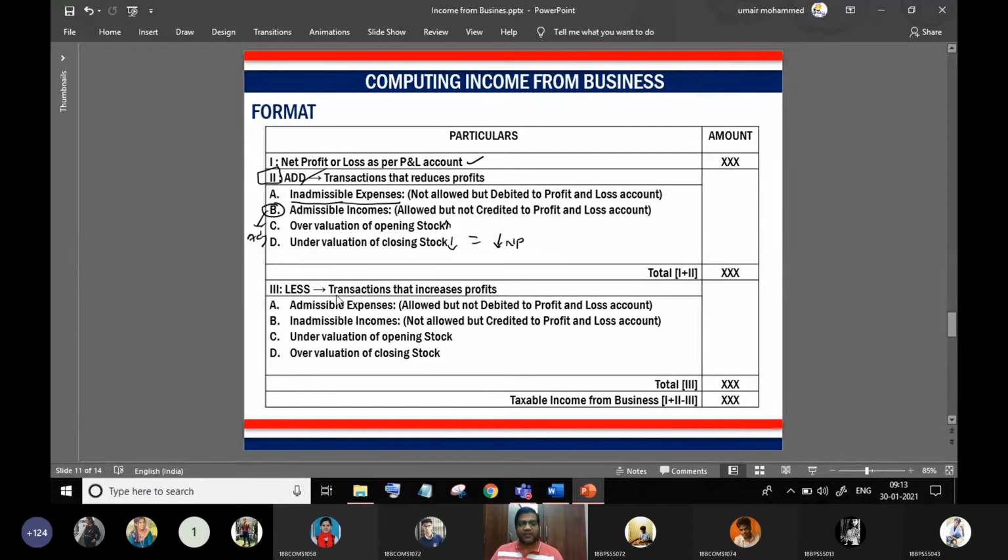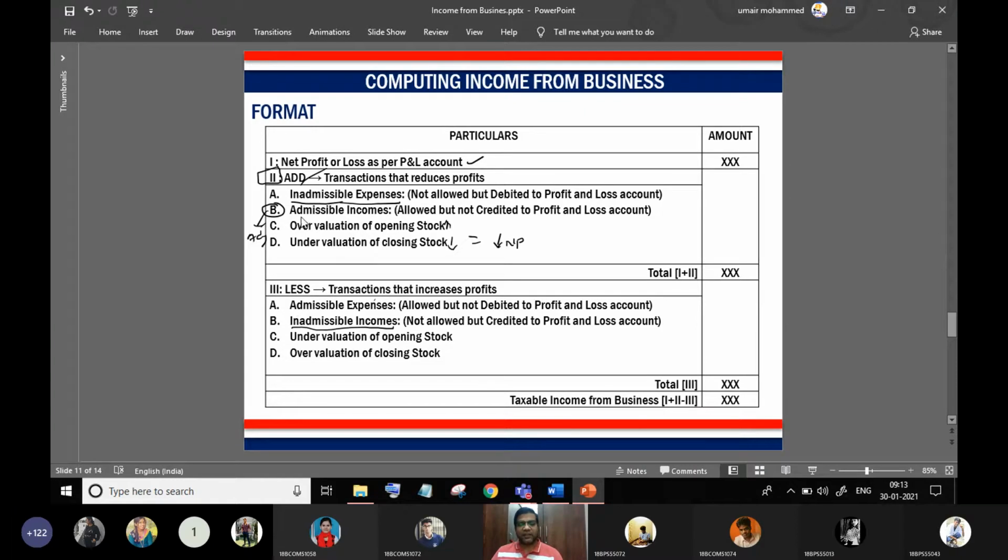Now, what are the items that need to be deducted? All those transactions that increase the net profit need to be deducted. On this list, one of the important items is to identify inadmissible incomes. What are inadmissible incomes? Similar to inadmissible expenses, these are items which are non-business incomes. Second, they are not allowed by the income tax department, and therefore they are inadmissible income. So where do we locate them? On the credit side of the profit and loss account.